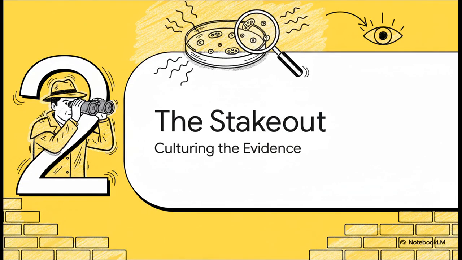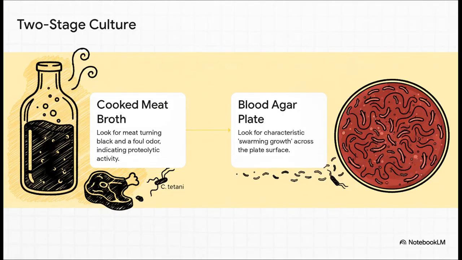So since we can't trust our eyes, our detectives need to change tactics. It's time for a stakeout. We need to isolate our suspect and watch its behavior, see if it acts like a criminal. Now, in the lab, the stakeout is a two-stage process. First, they put the sample into a special cooked meat broth. If our suspect is in there, it'll start to digest the meat, turning it black and producing this really foul odor. That's a huge behavioral clue. Then, they take that and grow it on a blood agar plate. And here, C. tetani reveals another telltale habit, a swarming growth that just spreads across the entire surface.